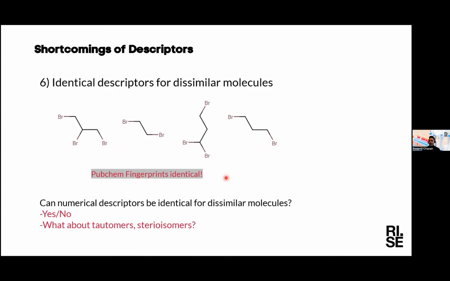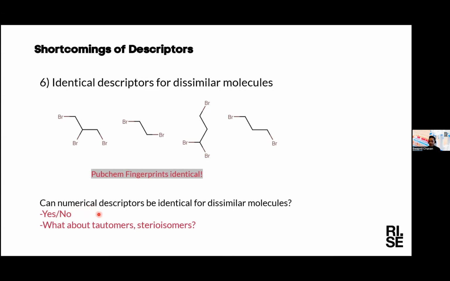One could argue, okay, PubChem fingerprints are binary and it could be possible that they can have identical patterns for dissimilar compounds. What about numerical descriptors? Then the answer is yes or no. If one could talk about a single numerical descriptor, let's say a melting point, you can definitely find chemicals where two chemicals have the same melting point. Two chemicals can have the same log P values. So they can be the same, but if you look at a set of numerical property descriptors, then they might not be identical.